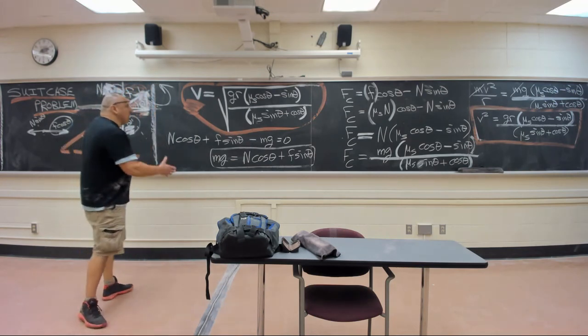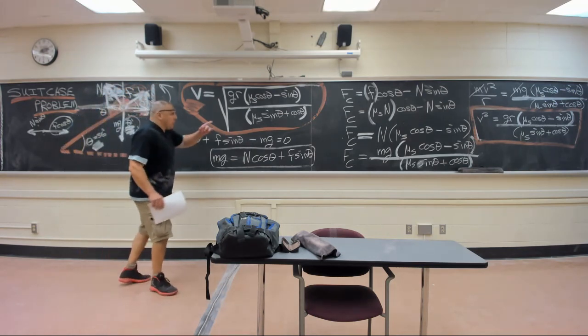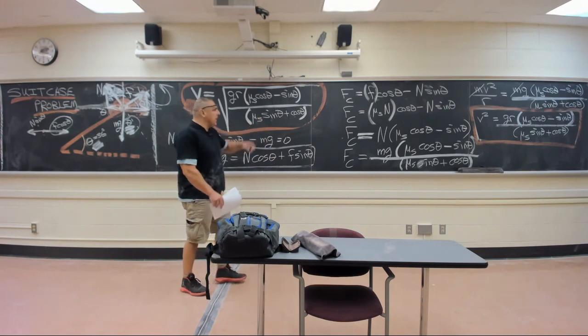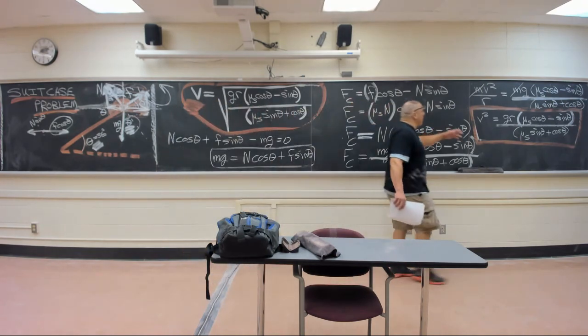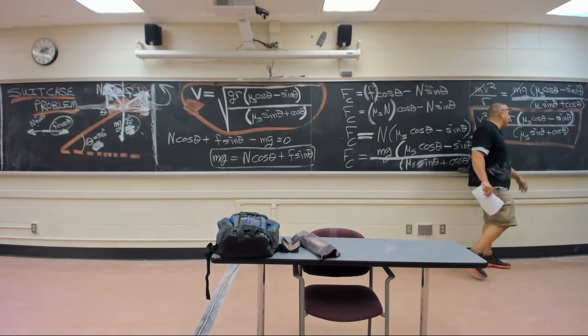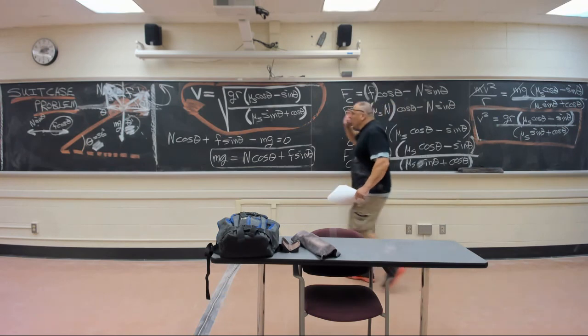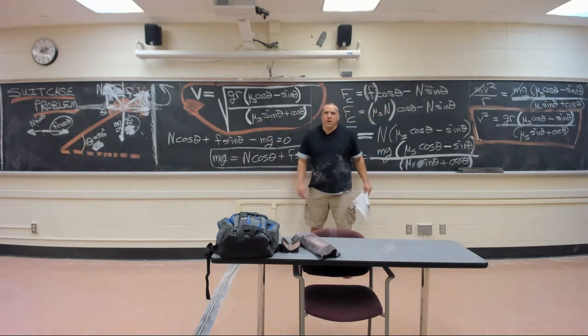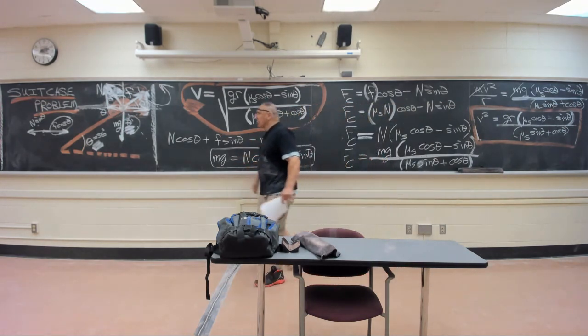This is, strictly speaking, and square root both sides. Here it is: v squared equals g r times the quantity mu s cosine theta minus sine theta over the quantity mu s sine theta plus cosine theta, without a doubt. It's the same exact answer.